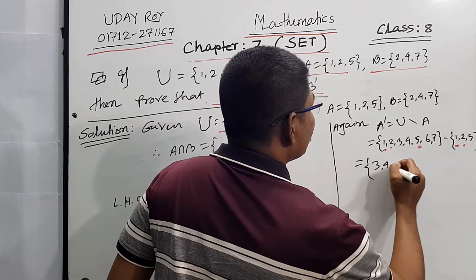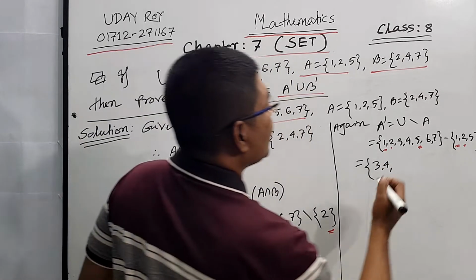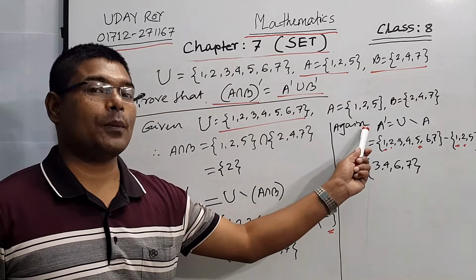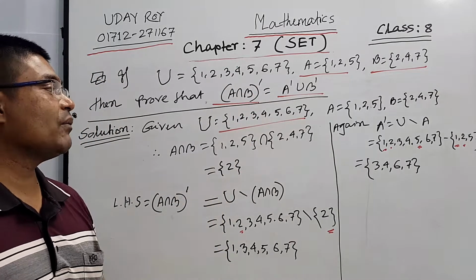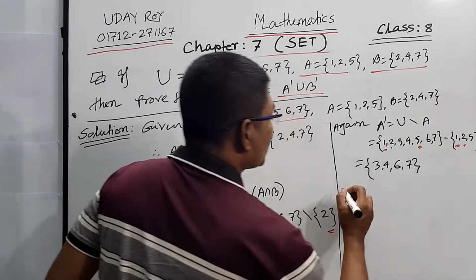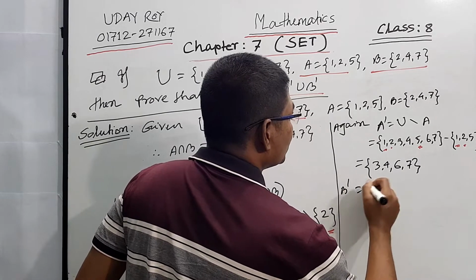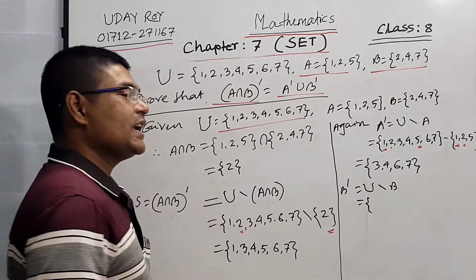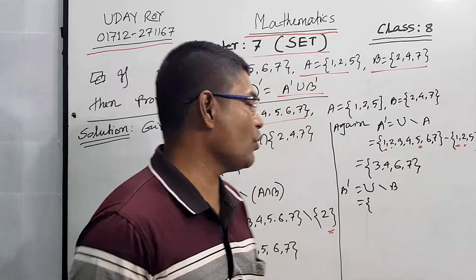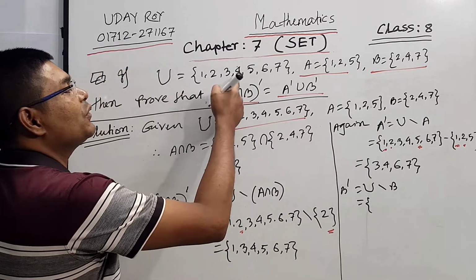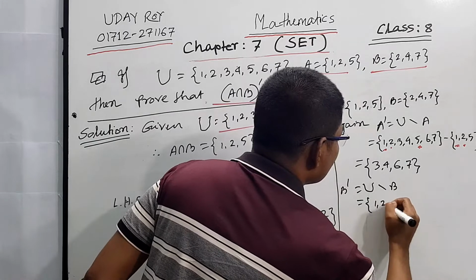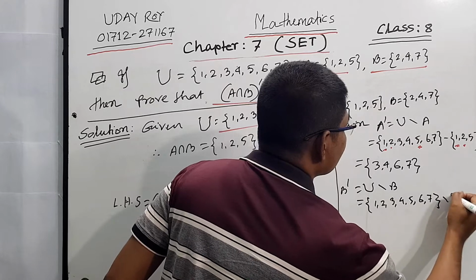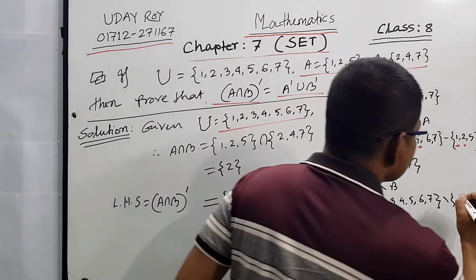We get 3, 4, 3, 4 and 6 and 7. So we have got complement of A. In the same way, you have to find out complement of B. So complement of B equal to, you have to write universal set difference of B. So universal set here is given is 1, 2, 3, 4, 5, 6 and 7. Difference of B equal to 2, 4, 7.